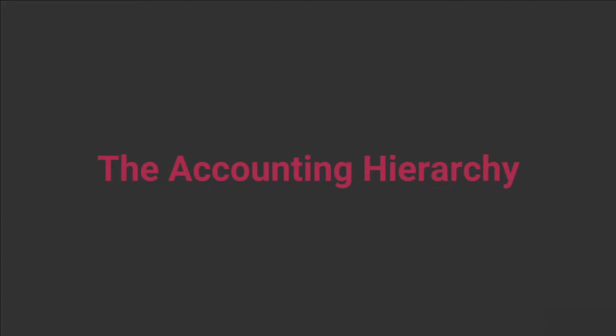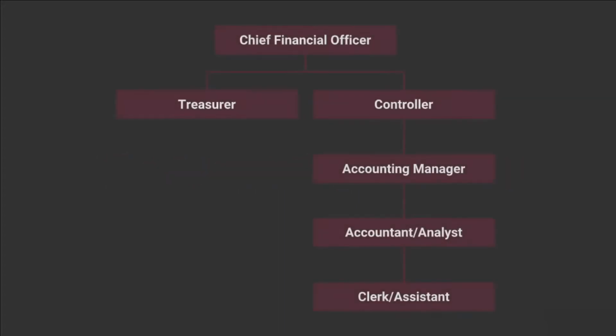Alright, so first, let's talk about the accounting hierarchy. Here's a diagram that shows a typical accounting hierarchy. On the top, you can see you have the Chief Financial Officer. Below them, you have the Treasurer and the Controller. Below the Controller is the Accounting Manager, then the Accountant/Analyst, and finally, you have the Clerk/Assistant. Let's go over each of these roles in detail.